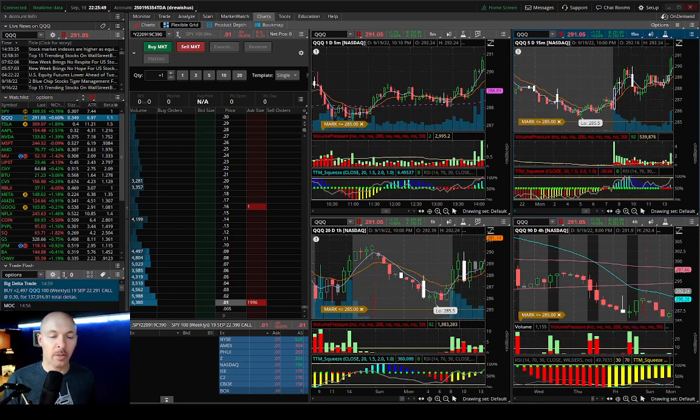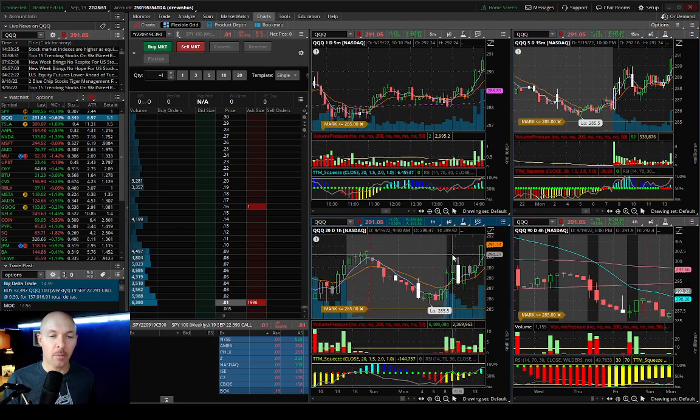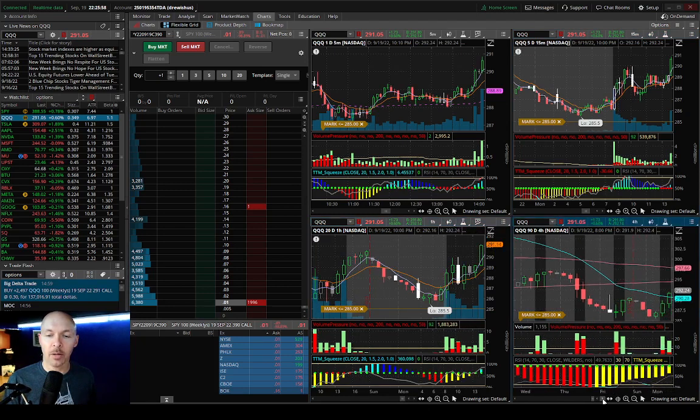And the story is all being told in the wicks here on the hourly, right? Look at that beautiful candle. It breaks that previous high from the pre-market. And let's go see what our 4 hour is telling us here. Look at that, 2 great candles on the 4 hour, right?